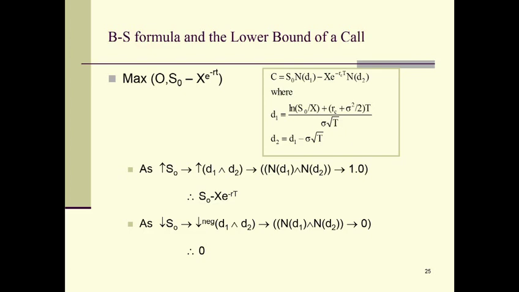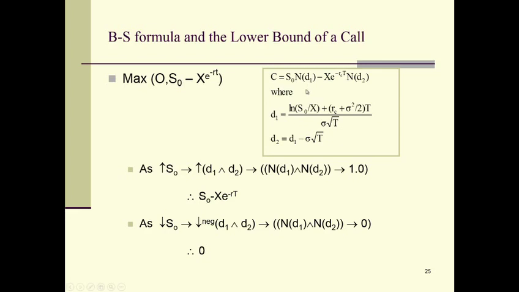So if your probability is 1, N(d1) and N(d2) are 1, then the value of your call is simply S times 1 minus present value of X times 1. So it's simply S minus present value of X. Is that clear to all? Yes? All good?